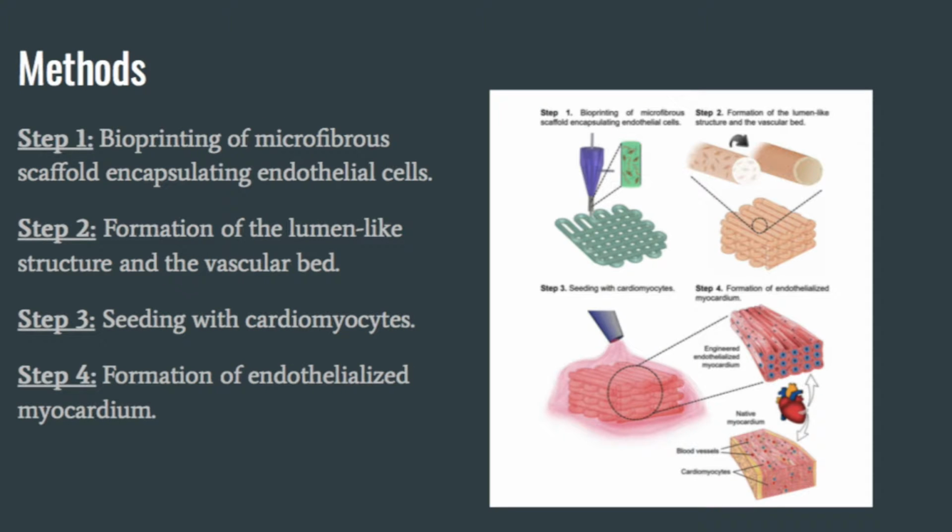Some of the unique methods that were used in this article included a four-step process. In step one, it involved just the basic 3D printing process, but went a step further in encapsulating endothelial cells. Step two resulted in the formation of the lumen-like structure in the vascular bed. Continuing on with step three, the researchers moved on with the process, seeding the artificial material with cardiomyocytes, also known as cardiac muscle cells. And finally, with step four, the formation of a rapid population of vessel lining cells.